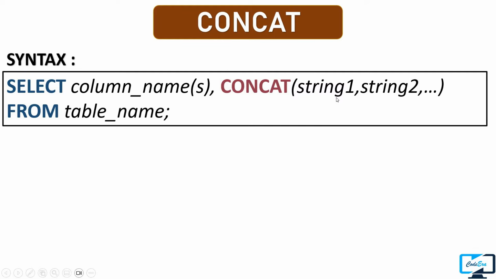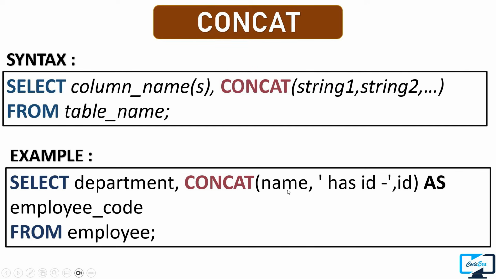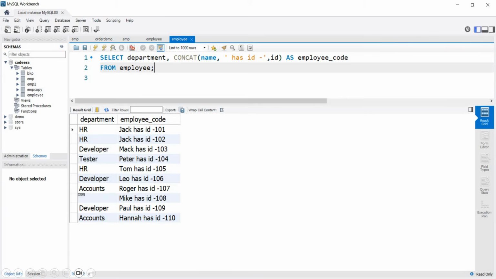For example, this query. Here we are passing 3 strings in the concat function. The first is name, which is a column name of the employee table, the second one is a string, and the third one is also a column name. Now let's execute this query. You can see in the output the values in the employee code column are concatenated together. This is how the concat function works.